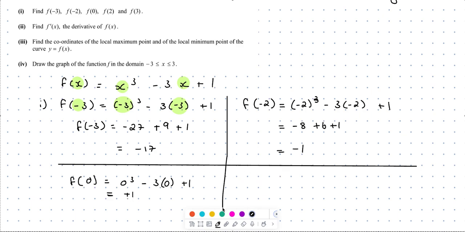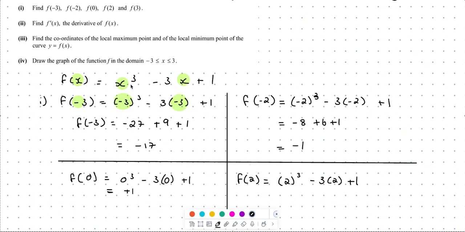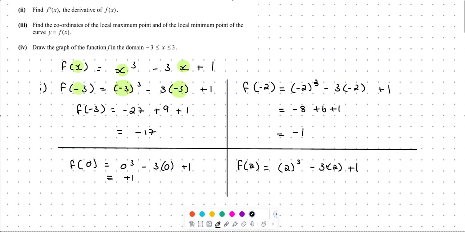Then we have the next one, which is going to be 2. So I'm going to fill in f of 2. We're going to have 2 cubed minus 3 by 2 plus 1. Again, all I'm doing is replacing all of the x's in the function with the number 2. Doing this out, we get 8 minus 6 plus 1. Well, 8 take away 6 is 2. 2 plus 1 is going to give me 3.